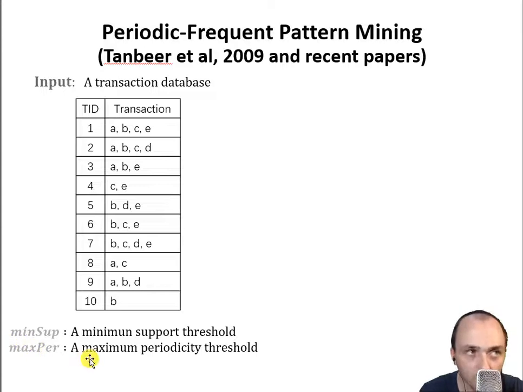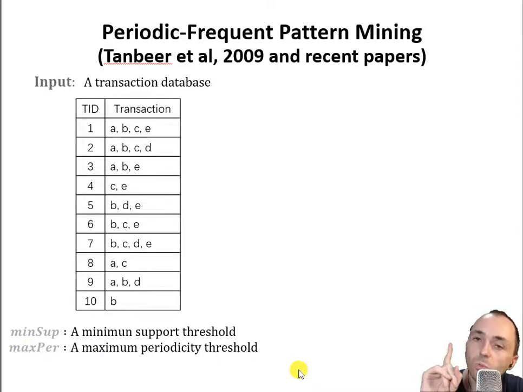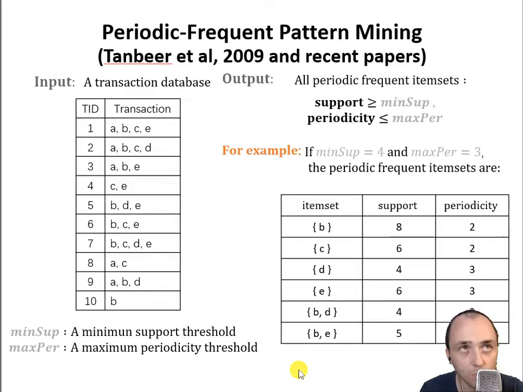Also, there's another parameter, the maximum periodicity. That means if you set it to 1 week, it means I want to find the patterns that always repeat at least every week. Never more than 1 week. Okay. So let me show you an example of what the result will be.